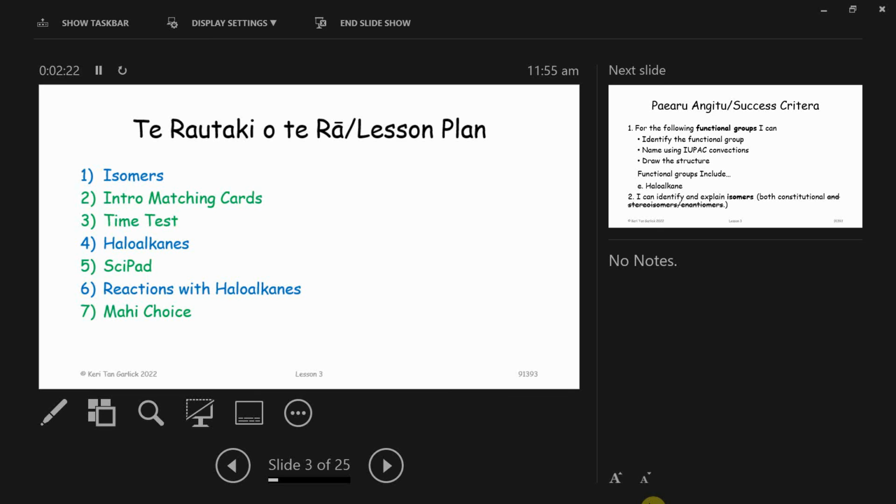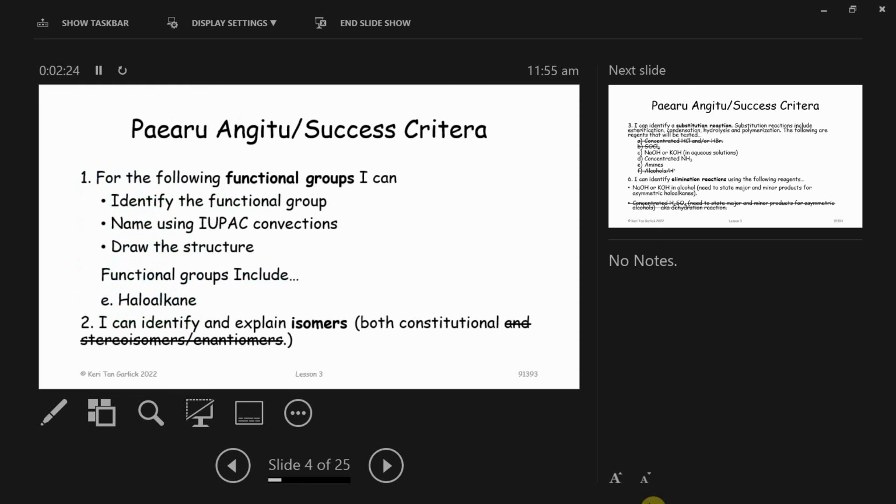Cool. All right. And like I said, the success criteria is going to be a little bit all over the show because we're starting to look at bits and pieces of organic chemistry. The thing that's tricky about organic chemistry is that you do need to understand all of it to kind of piece it together. We're obviously still focusing on the naming and the drawing, and in this case, we're going to start introducing the haloalkanes into that.